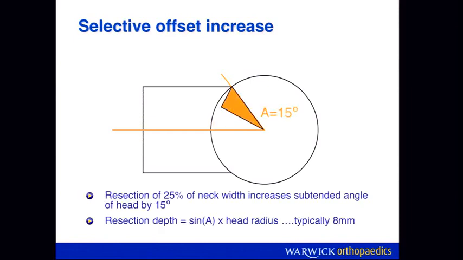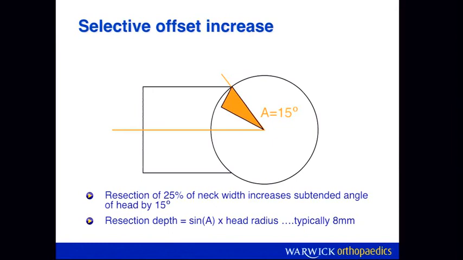Now, if we were to cut away part of the anterior neck in order to increase the head-neck junction, then we'd be able to increase the clearance at the front of the hip and perhaps abolish that impaction impingement that was going to occur. And in fact, a bit of geometry enables us to work out how much we'd have to remove.